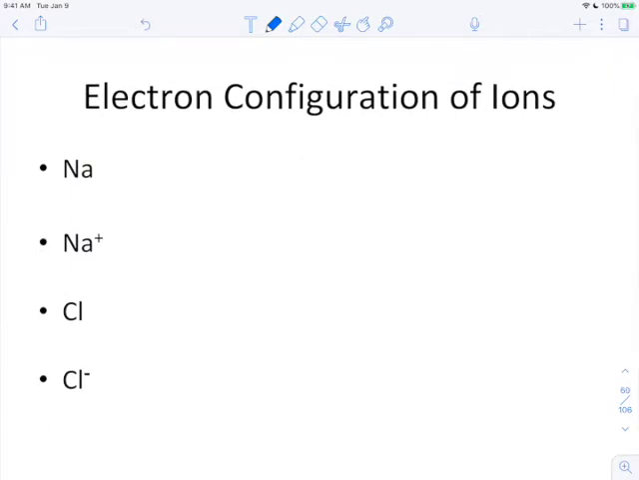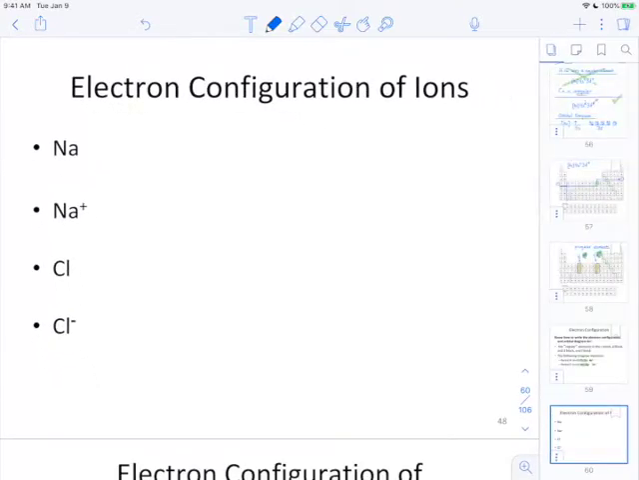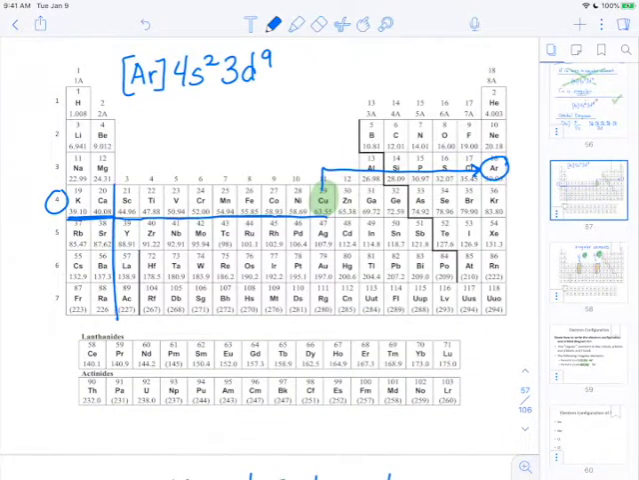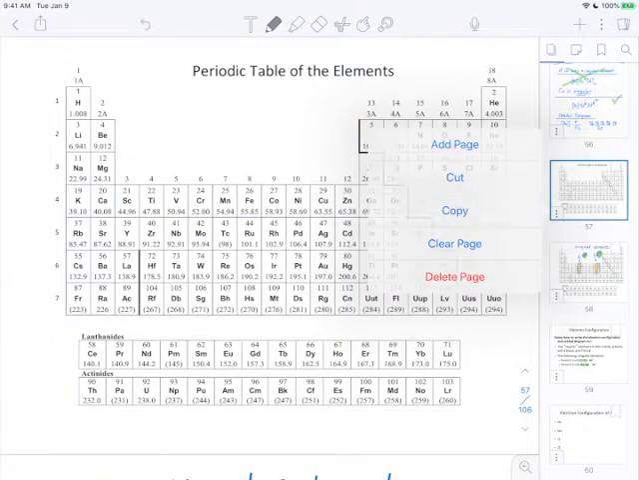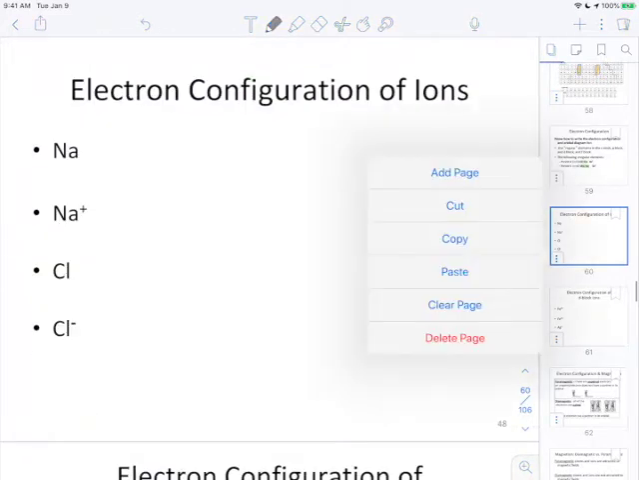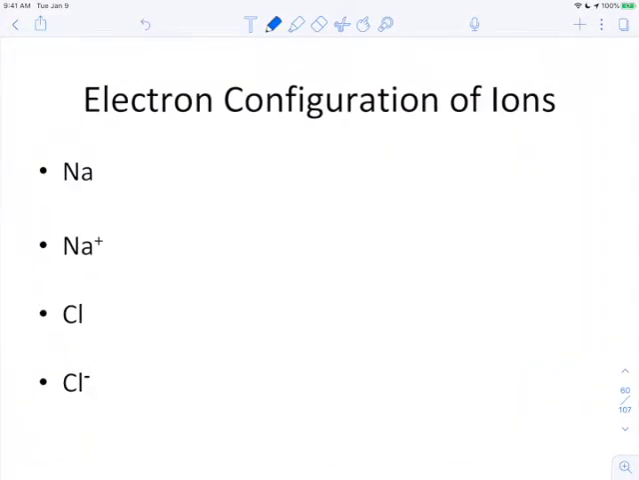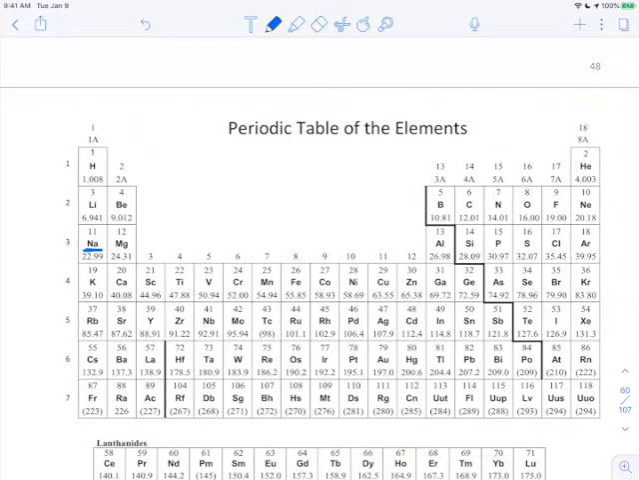All right, so let's move on to electron configuration of ions. Let's grab ourselves a periodic table. All right, so we're going to start off looking at sodium. If we were looking at sodium, I want to know what the full electron configuration is, no abbreviations, for a regular old sodium. So I want you to try that on your paper, and then if you're brave enough, go ahead and type it into the chat box. So electron configuration for regular sodium, no abbreviations, just a full configuration.